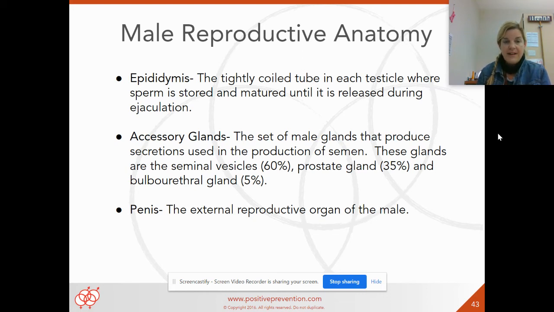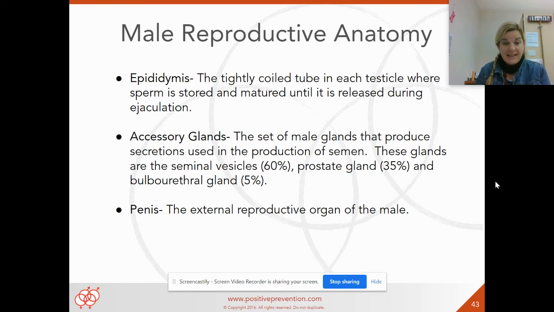And then we have our three accessory glands. So these are a set of male glands that produce secretions used in the production of semen. So these glands include the seminal vesicle, and then write 60% for that one, the prostate gland, 35%, and the bulbourethral gland, 5%. So what do those percentages mean? Well, if we add them up, it adds up to 100. So these are the three glands that make up the fluid we call semen. 60% of that fluid comes from the seminal vesicle, 35% from the prostate gland, and the remaining 5% from the bulbourethral gland.